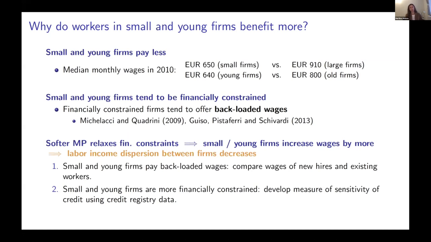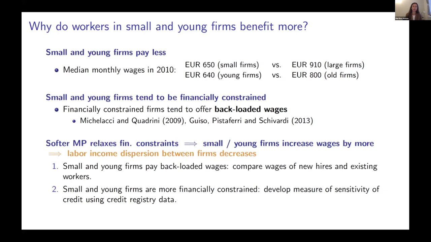And if we think about this, we can borrow from the findings either of Michelacci and Quadrini or Chiuso, Pistaferri, and Chivardi, which have shown that financially constrained firms tend to offer backloaded wages. In other words, they tend to borrow from their workers while they're financially constrained. And as the financial constraint of the firm relaxes, they increase the wage profiles for the workers that had been originally backloaded. So in our context, we are basically trying to examine whether monetary policy softening relaxes the financial constraint, and specifically does so for the small and young firms, which are financially constrained. And we see that these smaller young firms increase the wages by more than their unconstrained peers, which means that as these firms generally tend to pay less, the income dispersion between the firms decreases.